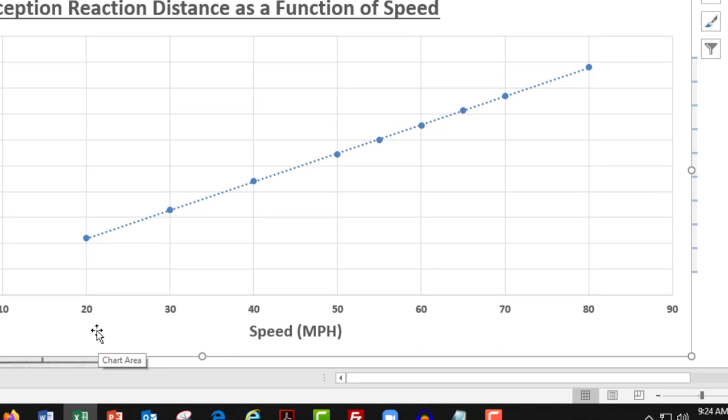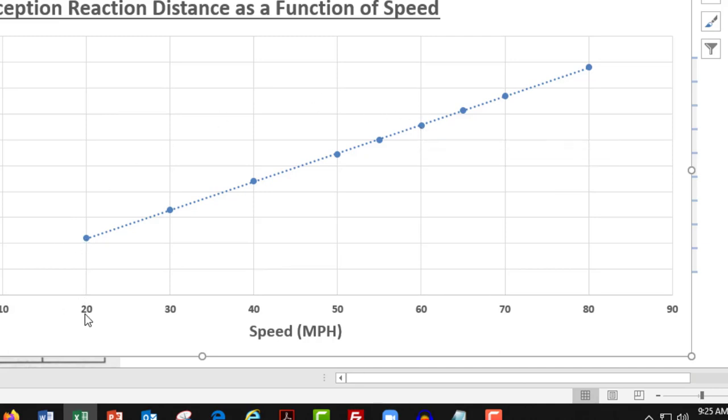But what's neat about the linearity is you can actually make predictions about how many feet are going to be needed to perceive the need to stop based on your speed. So for example, if you increase your speed from 20 to 40 miles per hour, you're going to increase your perception distance from 44 to 88. So as you double 20 to 40, you also double 44 to 88. You can triple. If you triple 20 to 60, you're going to triple 44 up to about 130 or so.